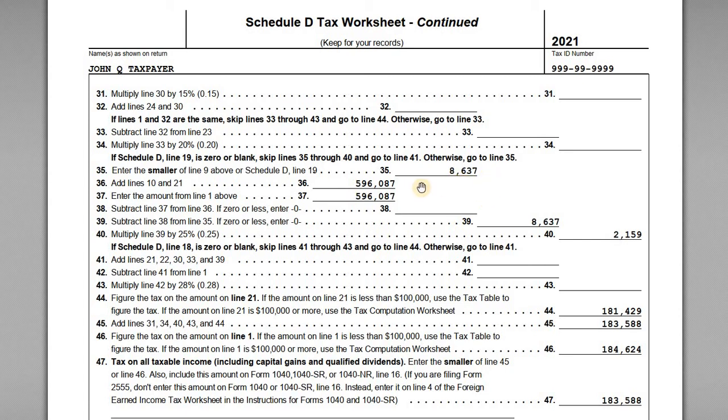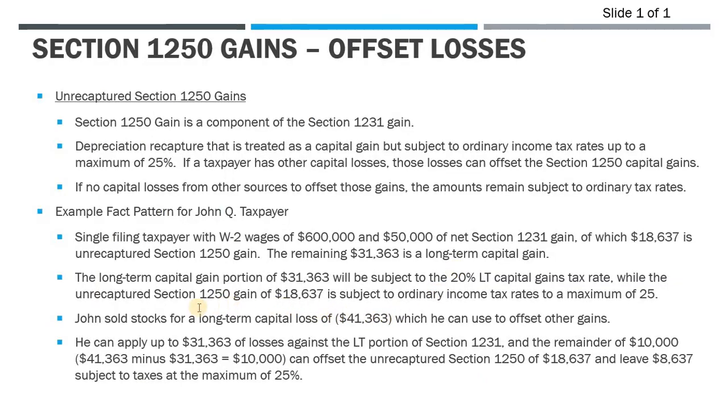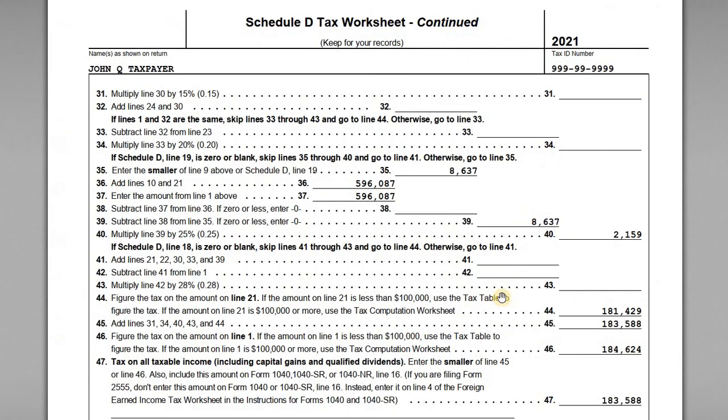Notice this is not the full amount, right? Remember, the full amount per the fact pattern was 18,637 of unrecaptured 1250 gain. Because John had losses from other sources, he was able to chip away at that amount of unrecaptured 1250. So now he's only paying the 25% tax on this piece, the 8,637.